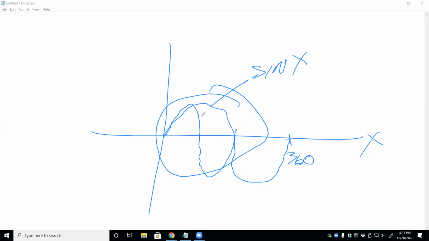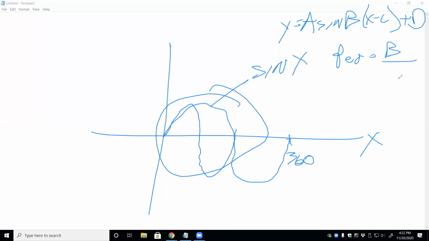Okay. And that's good. Do you remember your sinusoid equation, where we had y equals a sine of b times (x minus c) plus d? The key thing to remember is that your period equals 2 pi over b. So if it's the sine of x, b is 1, so your period equals 2 pi.